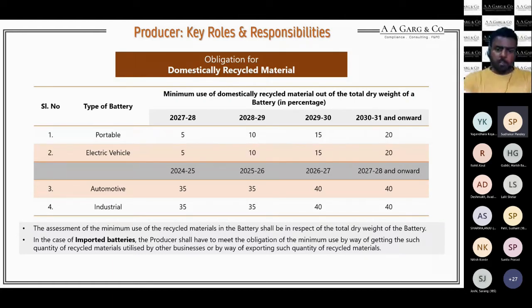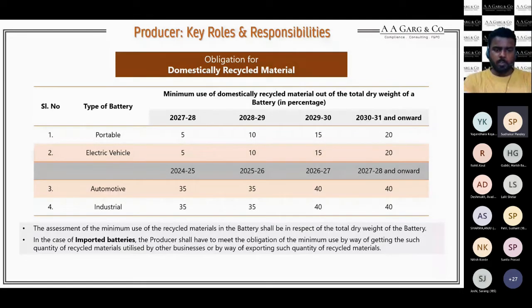As already spoken, the assessment of the minimum use of recycled material in the battery shall be in respect of the total dry weight of the battery. In case of the imported battery, if you are a producer or manufacturer, you will be easily able to achieve this 5% target by using domestically recycled material in the battery. But how will the importer do this, because they are just importing the battery?